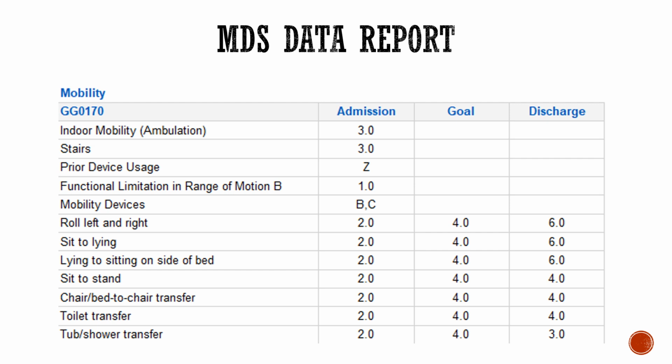This can be very useful as we look at our admission MDS to identify how were they performing at therapy evaluation. Again, that's not necessarily saying that's the number we need to go with, but it's good information to add in as we look and consider.